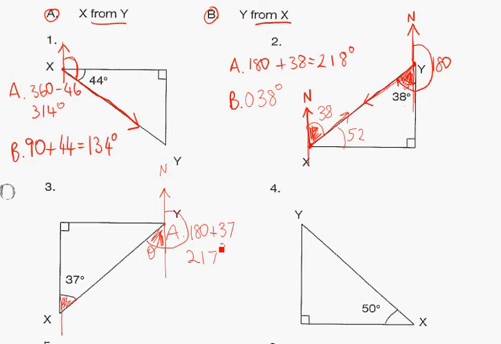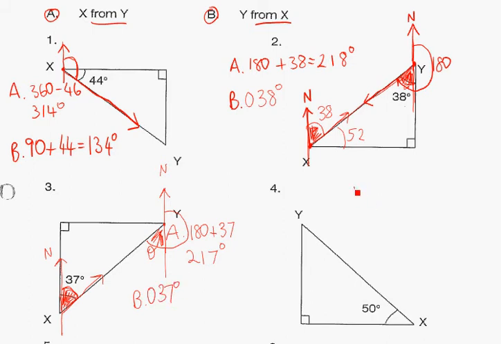217 degrees. In part B, the bearing of y from x, so I'm standing here looking north, draw in my north arrow, start turning your body clockwise, and clearly it's just going to be this small angle here if I want to head out to y from x. So it's going to be 037 degrees.